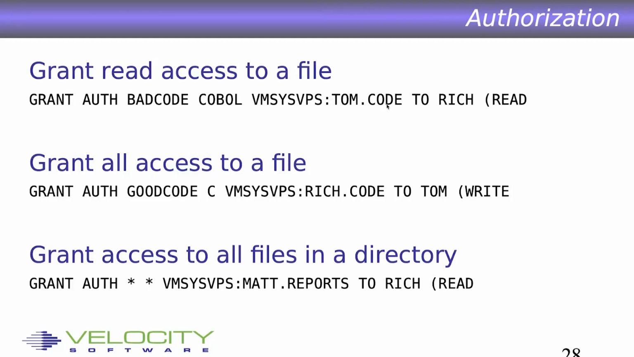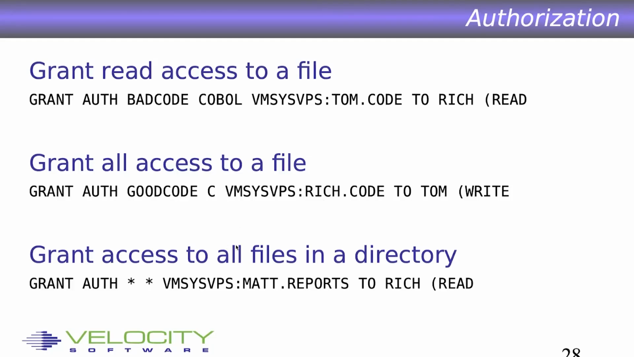To grant all access to a file, we just specify write, because write implies read. And in this case, we're granting the access to this file, good code C, to Tom on this rich.code directory.